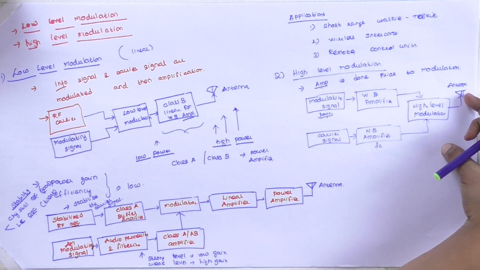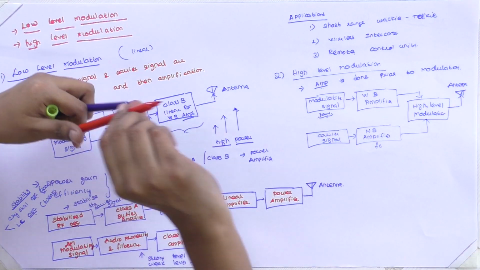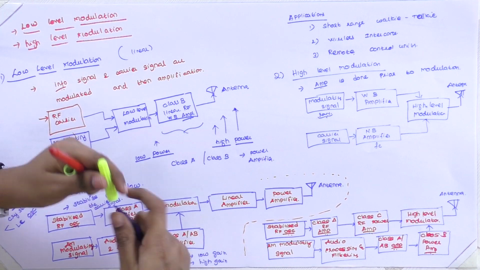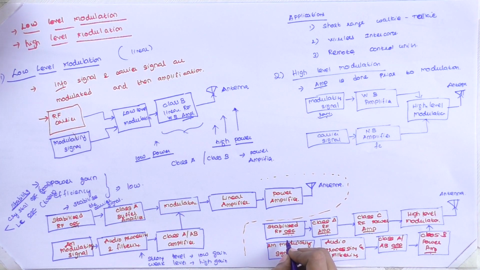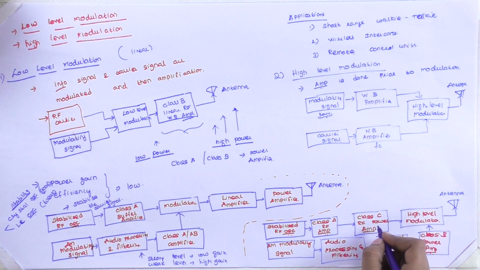This information is for a basic understanding, and the block diagram is given here. This is high level modulation. For the stabilized RF oscillator, we can use either a crystal oscillator or an LC oscillator, followed by a class A RF amplifier and then a class C RF power amplifier, which is fed to the high level modulator, along with our modulating signal. Whether it is a weak signal or a strong signal, we bring it to a sufficient power level and feed it to the class A or AB power amplifier, followed by the class B power amplifier.